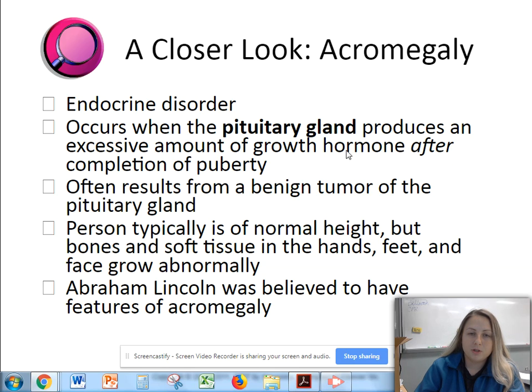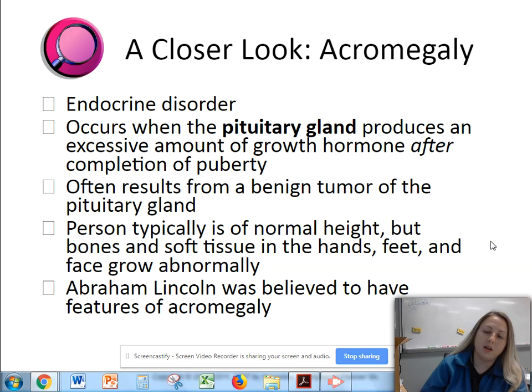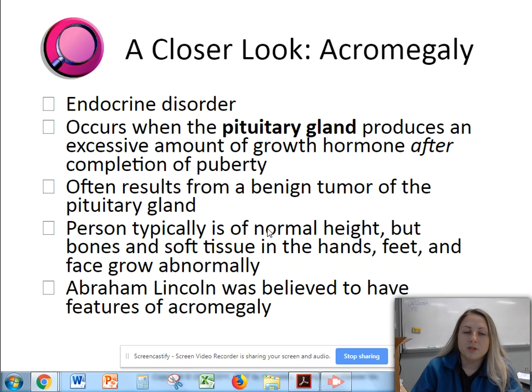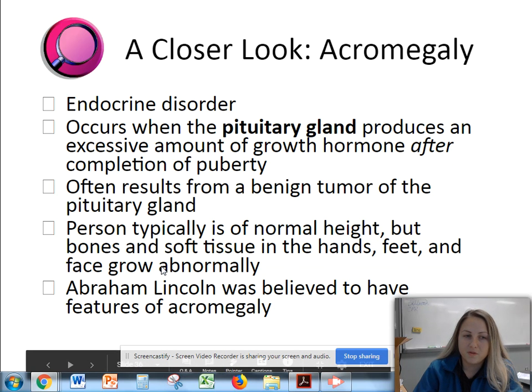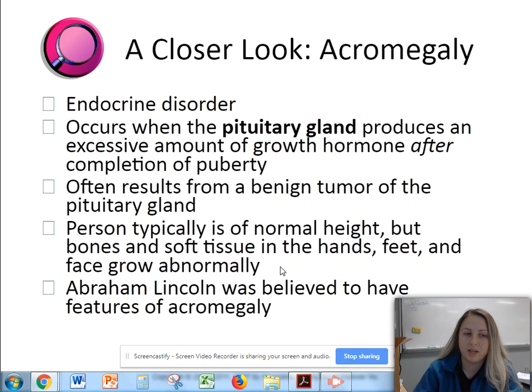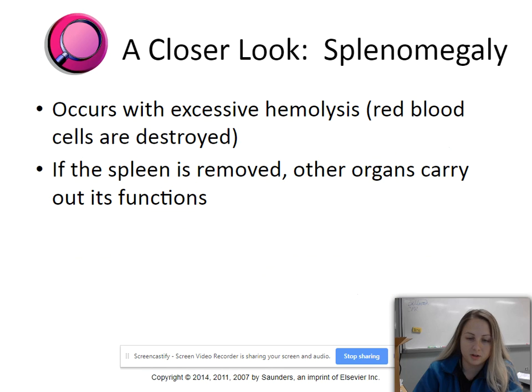And it happens when your pituitary gland in your brain puts off a lot of GH, or growth hormone, after puberty. So generally, it's because a tumor is putting pressure on that pituitary gland and causing it to malfunction. So generally, your person's going to be normal height, so they'll stay the same height, but the tissues and bones in their hands, feet, and face grow abnormally. So kind of they get abnormally large in comparison to the rest of their body.